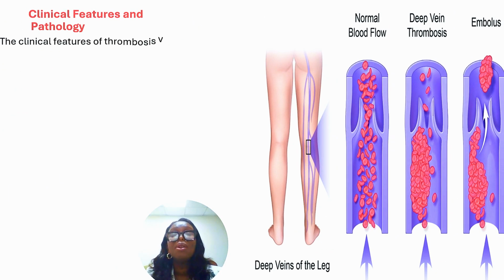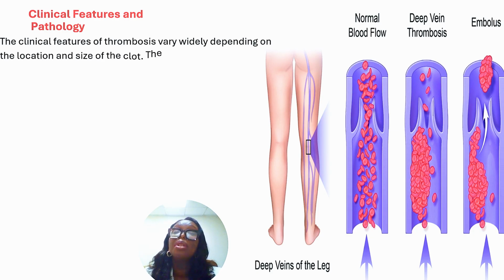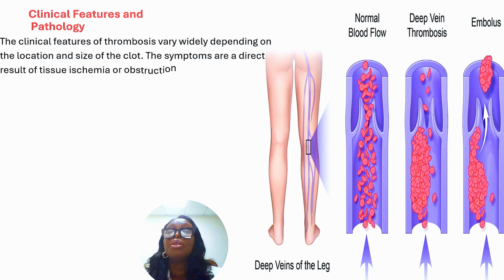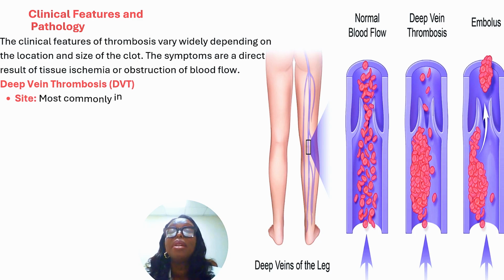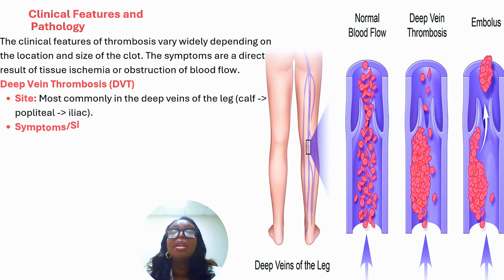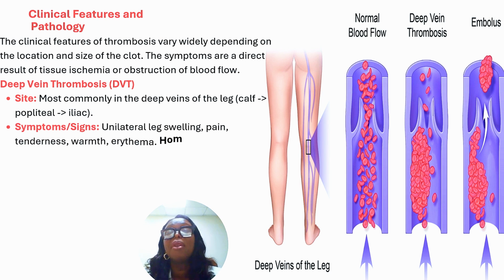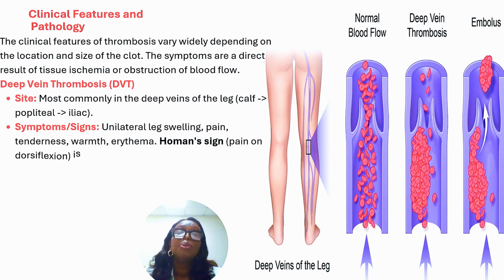Now let's have a closer look at clinical features and pathology. Clinical features of various thrombotic disorders that we have mentioned. The clinical features of thrombosis vary widely depending on the location and then the size of the clot. The symptoms are a direct result of tissue ischemia and obstruction of blood flow.